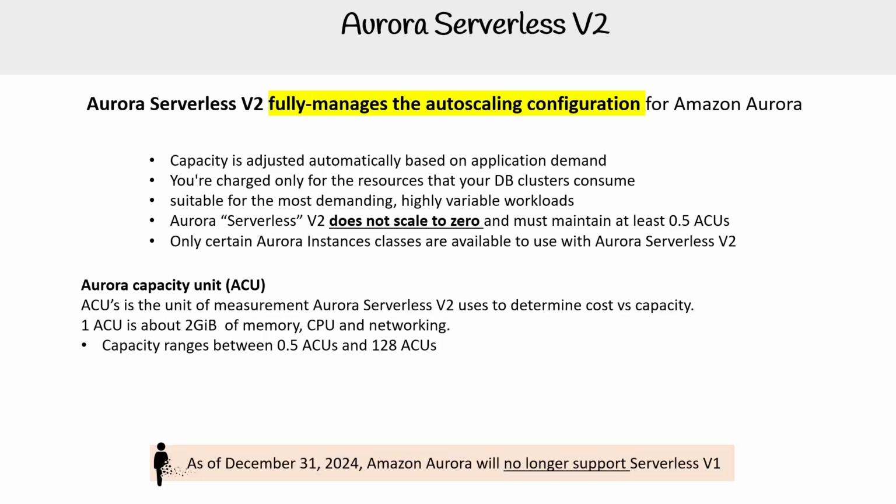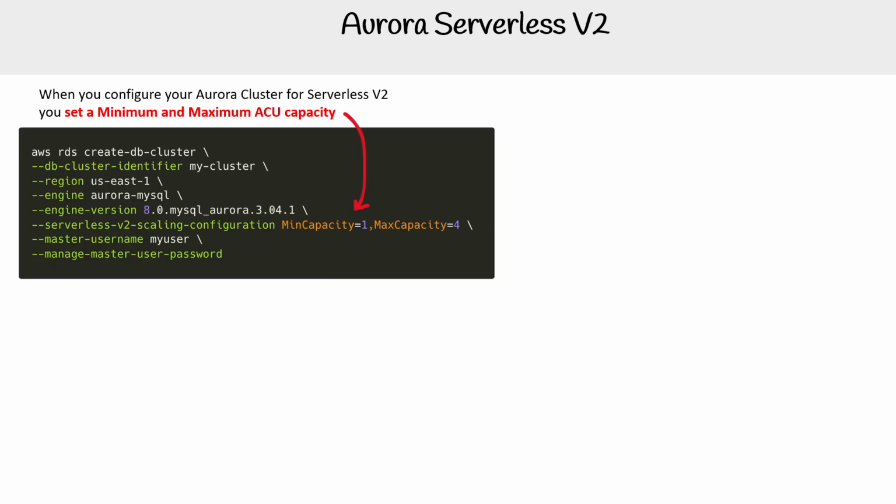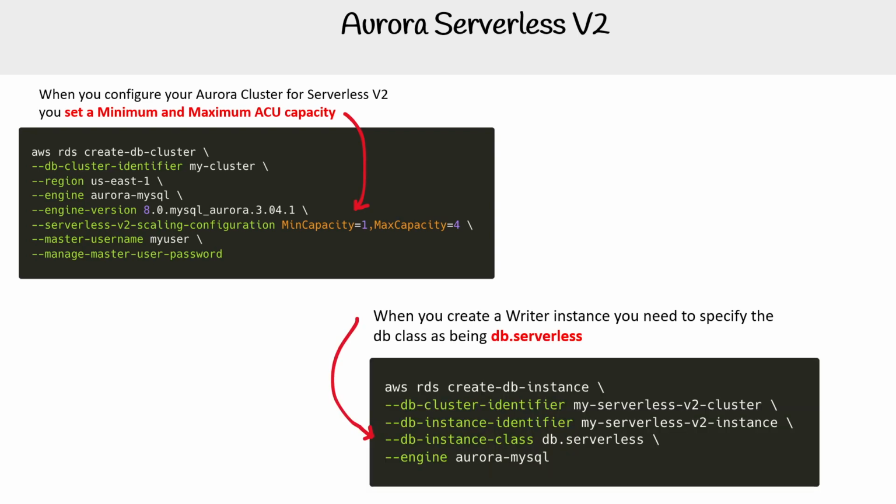As of December 31st, 2024, Amazon Aurora will no longer support serverless version 1. So even if it is in the docs, just ignore it because it doesn't matter anymore. When you configure your Aurora cluster for serverless version 2, you set a minimum and maximum ACU capacity. When you create a writer instance, you need to specify the DB class as db.serverless because it's not going to work like the other one. It's going to be based on ACUs. So there you go.